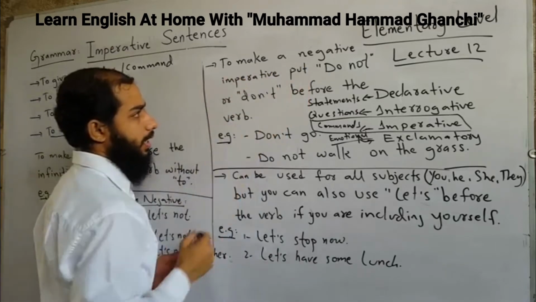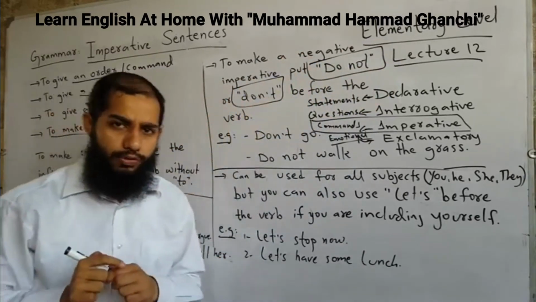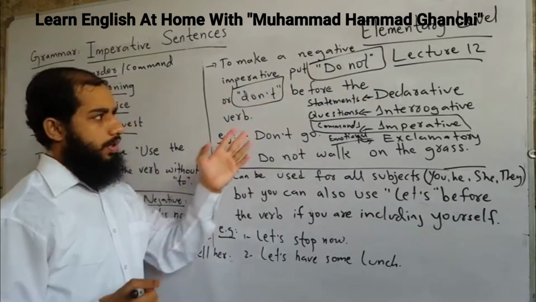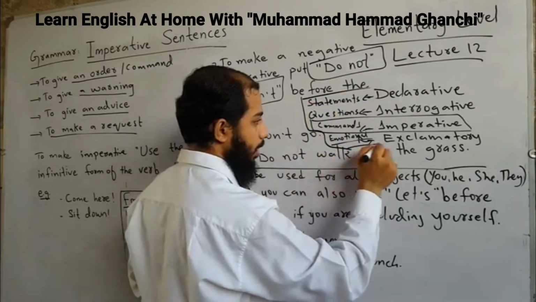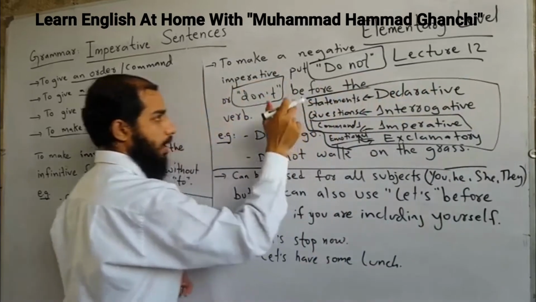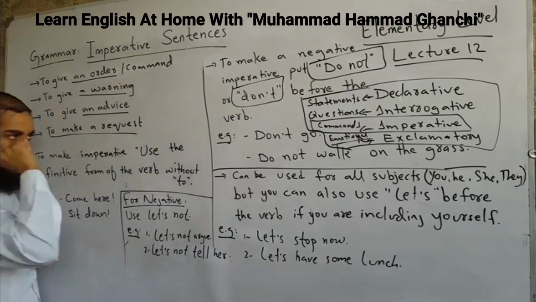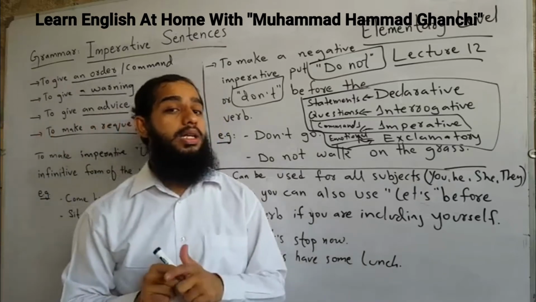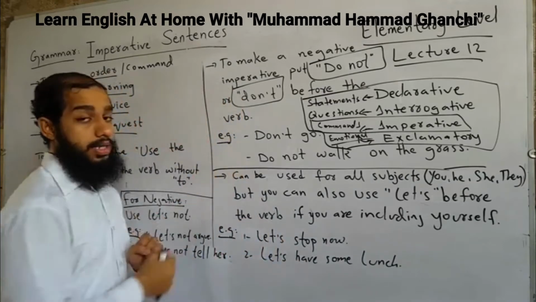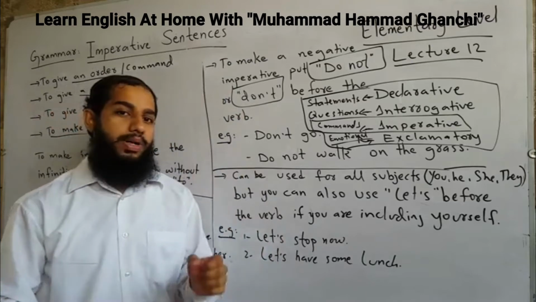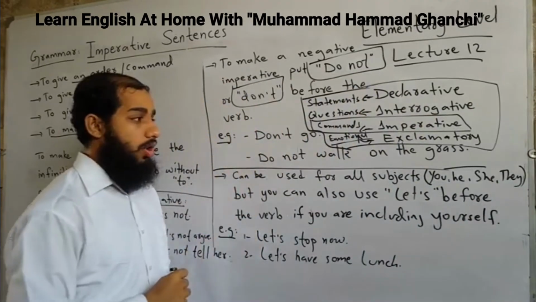To make a negative imperative, put do not, or you can use contraction form या short form भी आप कहते हैं जो, before the verb. आप verb से पहले यहाँ कुछ नहीं इस्तेमाल करते हैं। जब आप negative बनाते हैं तो आप verb से पहले इस्तेमाल करते हैं do not या don't। ज़्यादातर don't इस्तेमाल किया जाता है contraction form। For example, say don't go. For example, I'm going, you say, oh, don't go, sit down. Okay. I can say, don't walk on the grass.